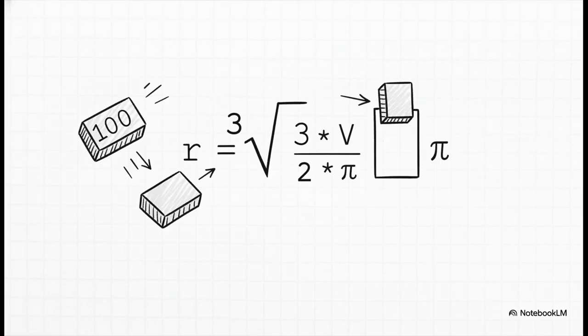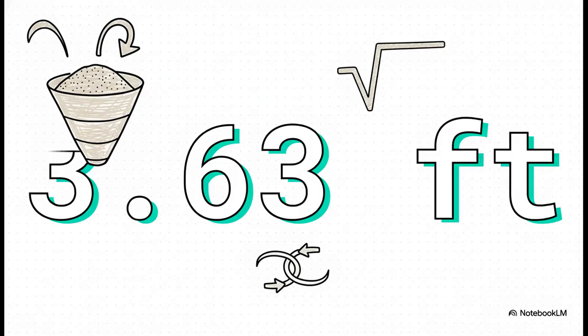The hard work is officially done. Now we just have to plug in the numbers we know. We substitute 100 for V and about 3.14 for pi. And when we run the calculation, we get our answer. The radius of that gravel cone is about 3.63 feet. We successfully worked the entire problem in reverse.